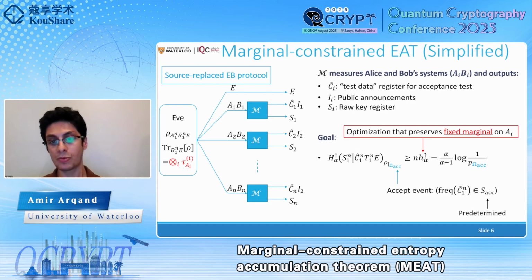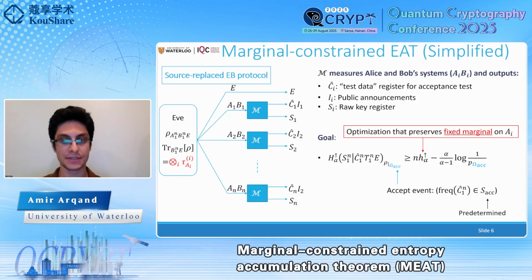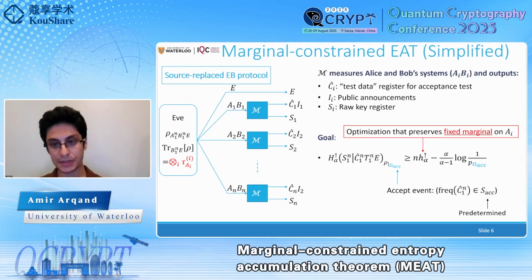where the single rank quantity is given by this H up arrow alpha, which contains an optimization that preserves the fixed marginal analysis register, allowing us to analyze the source replace protocol. And the correction term is given by this log probability of accept. And the accept event is defined via having the frequency distributions over these test data registers lie within some predetermined acceptance set.